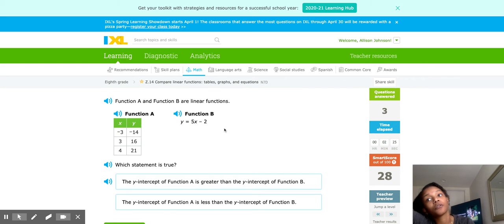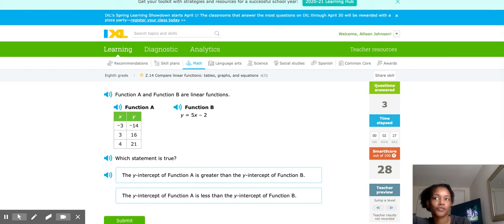This one I have a table. They're asking me about y-intercepts. So the y-intercept for function B is -2. Now, the y-intercept for function A, I have to use that formula for the B value, which is B equals y minus m times x. So B equals the y value minus the slope times the x. So I first have to figure out what's the slope.